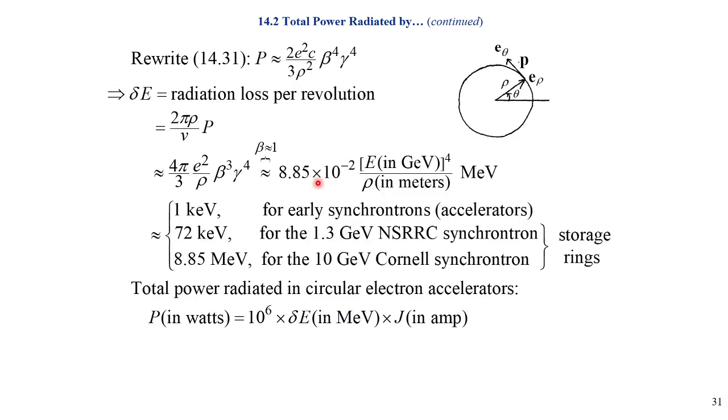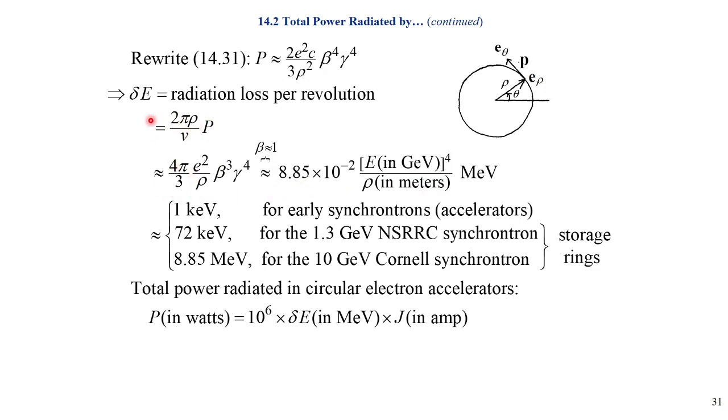Okay, so let me rewrite this equation again. If delta E is the radiation loss per revolution, per turn, from here to here, that equals 2 pi rho over V times P. 2 pi rho is the circumference, V is the speed, so that's the time. Time times P, that's period times P.